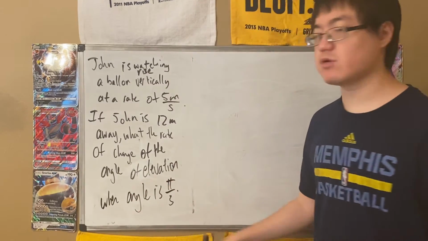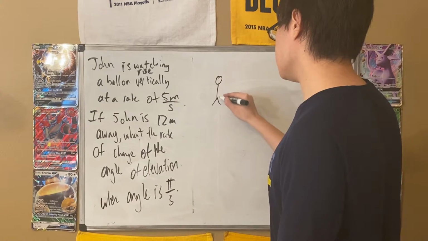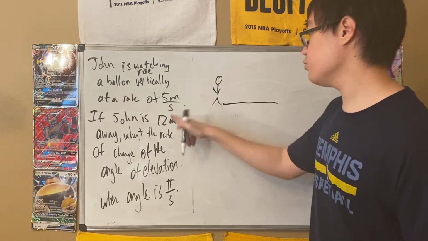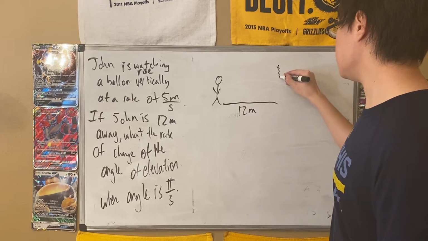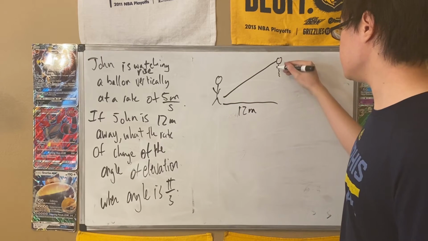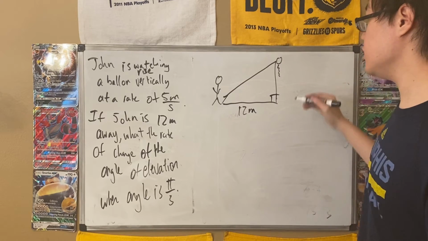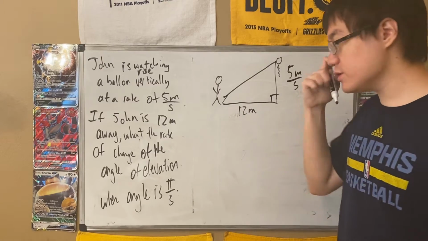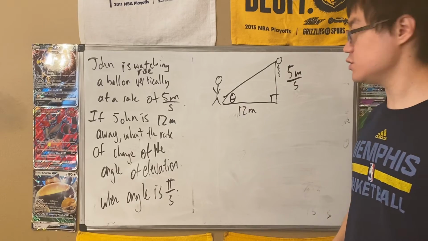So again, when you have these questions, what you want to do is draw a nice picture. So it looks like we have a picture of John here. He is going to be 12 meters away from this balloon rising. Here's my little balloon. It's rising, of course. Draw a nice little triangle. And this balloon we know is rising at a rate of 5 meters per second. So this is the angle we care about, theta. And looks like we have the situation in this question.